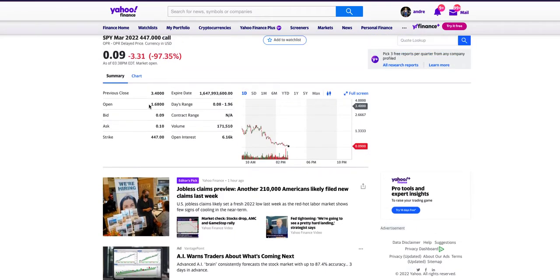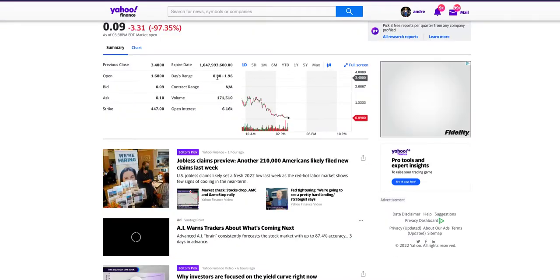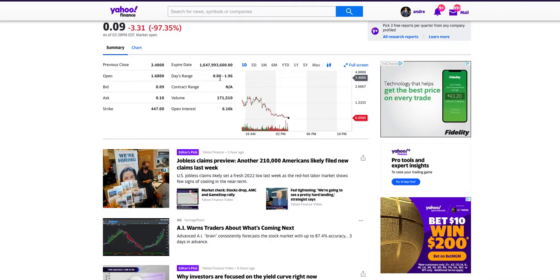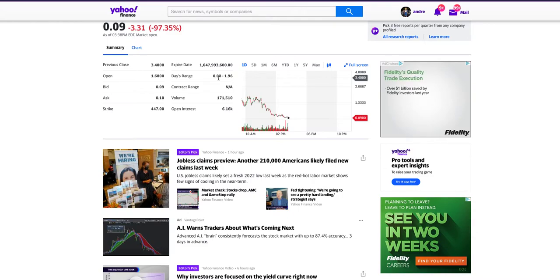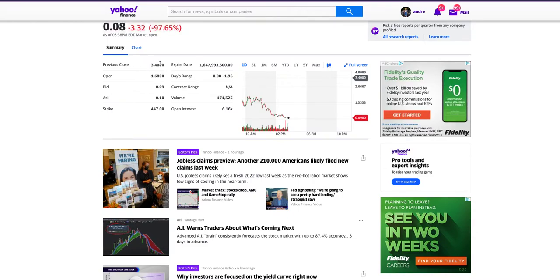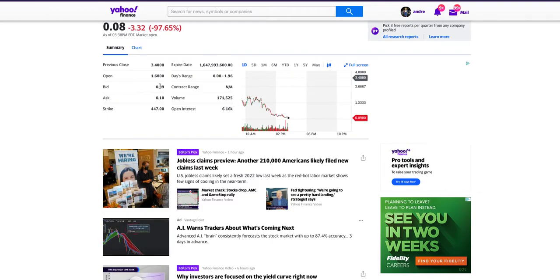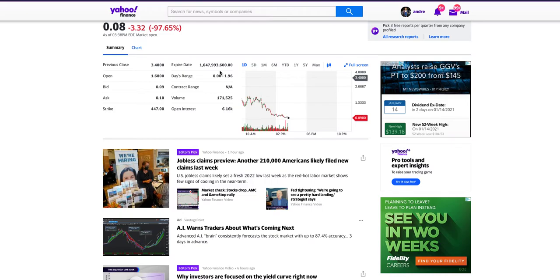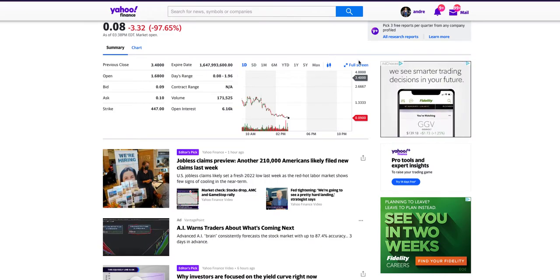It tells you that today's low was $8 and the high was $196. The low of the day was $8. The high of the day was $196. Yesterday it went as high as $340. Today it opened at $168, went down to a low of $8, and went back as high as $196. This is today. Now let's look at the chart.